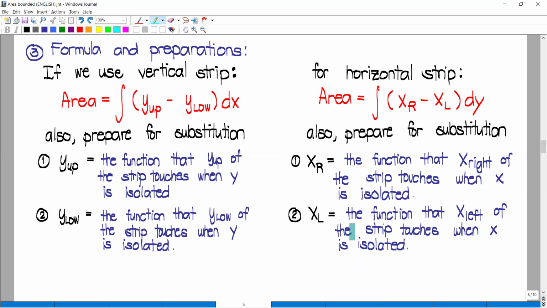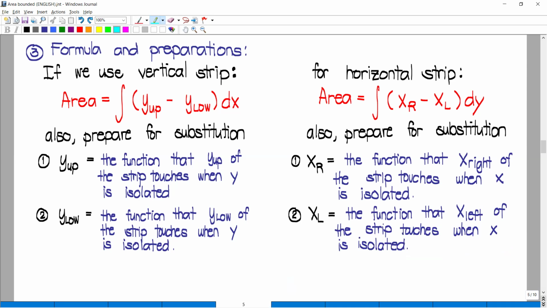And on what curve or what line is the x left, the xl, touching? On that equation, we are going to isolate the letter x. So that will be the xl. So by this preparation, guys, we will be having a much easier understanding for the next steps.